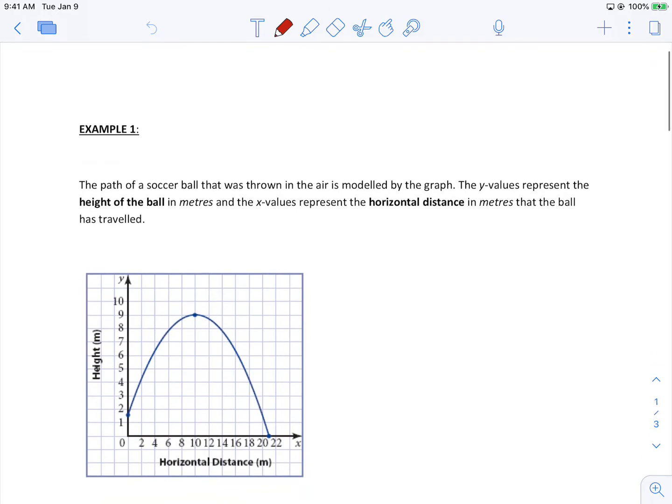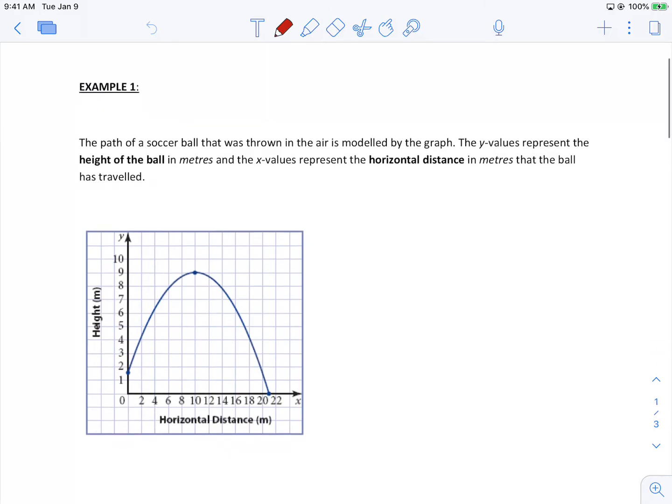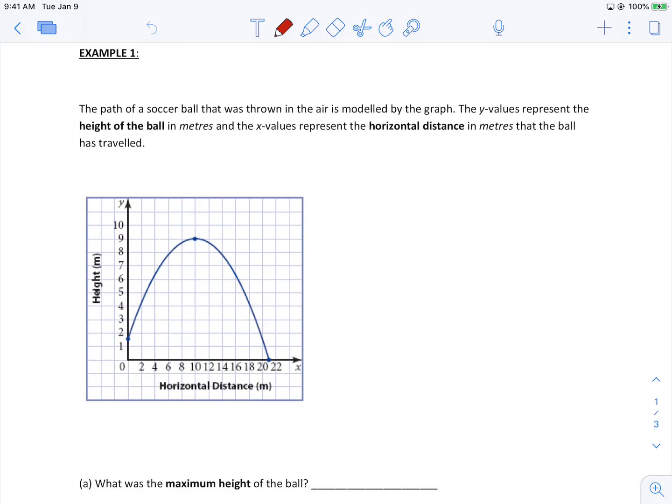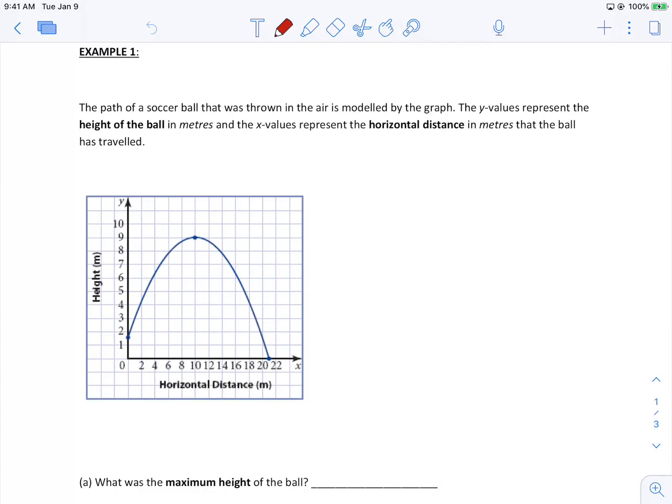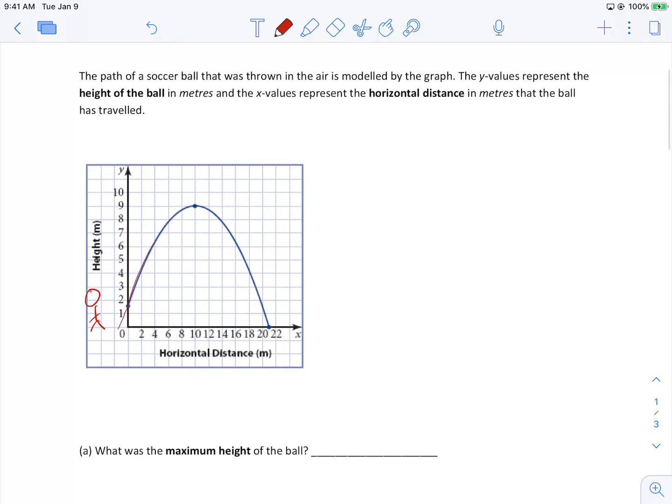So the first example we're going to look at involves applying that concept to the height of a soccer ball. So this is the path of a soccer ball, this graph here. It says the y values represent the height and the x values represent the horizontal distance. You can actually picture kicking a soccer ball and having it go along this path. So looking at this graph, what is the maximum height of the ball? It shouldn't be hard. That's our vertex right here, and we can even just see that right on the graph.